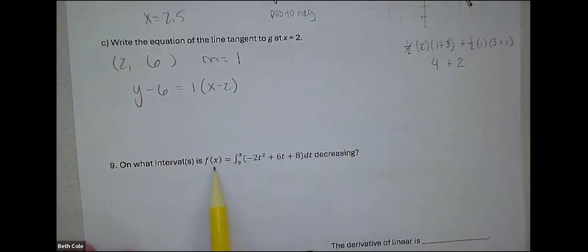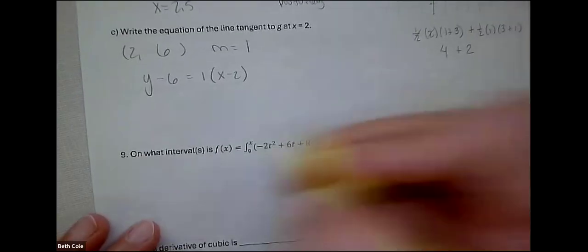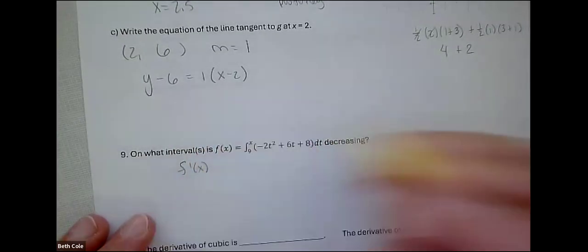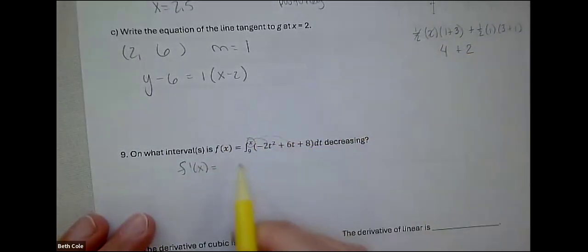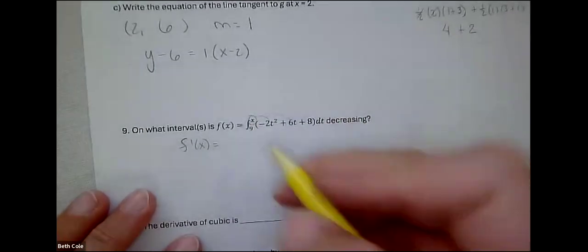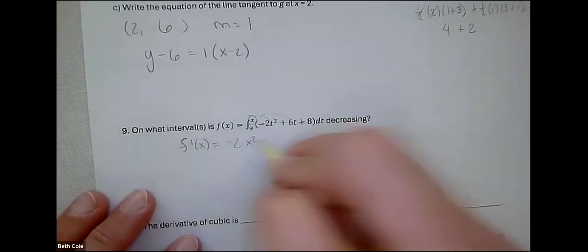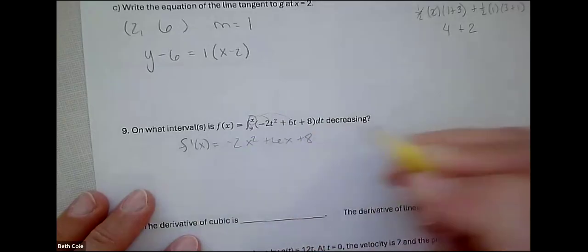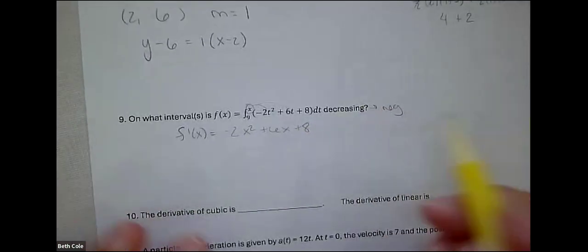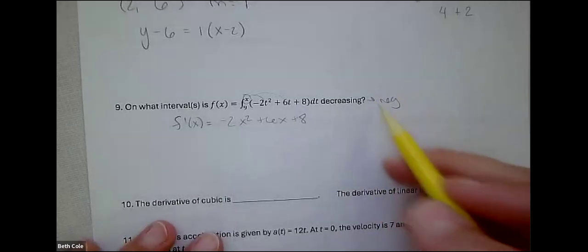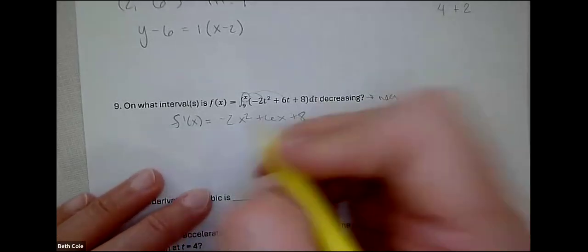All right, on what intervals is f of x decreasing? We're going to get our derivative, which again, you're basically just taking this x and plugging it in. A derivative of an integral, they're going to cancel out. So negative 2x squared plus 6x plus 8. Decreasing is where your derivative is negative. So we're going to need to do a whole bunch of algebra, make our number lines, put in our pluses and minuses, and find where this is negative.